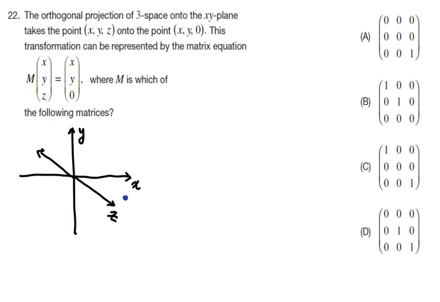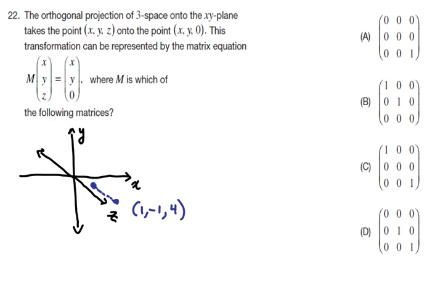So let's just say we have this point out here. Maybe it has the coordinates x is 1, y is negative 1, and z is 4. Well, what this would do is have the point go directly back, perpendicular to the xy plane. And instead of coming out from the xy plane, it would just project back onto the xy plane.